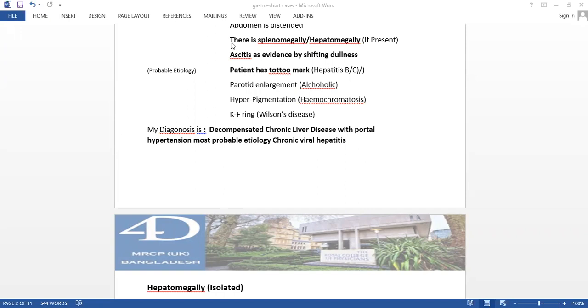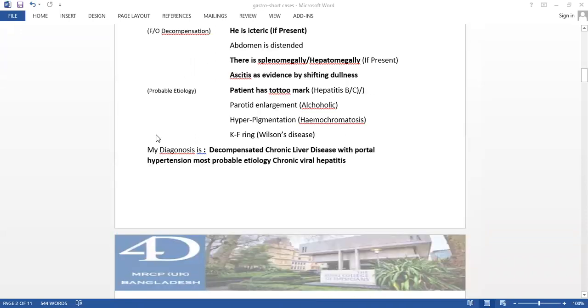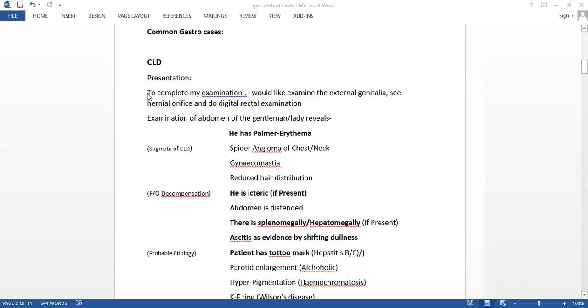What is your diagnosis? So putting this all together, my diagnosis is this is a case of chronic liver disease, most probably viral hepatitis.